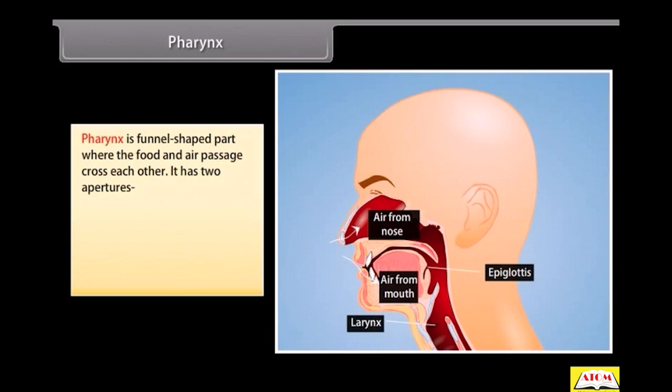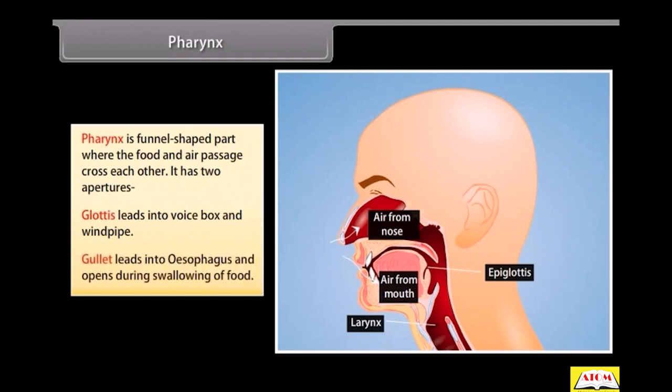Pharynx. Pharynx is a funnel-shaped part where the food and air passage cross each other. It has 2 apertures. Glottis leads into voice box and windpipe. Gullet leads into esophagus and opens during swallowing of food.